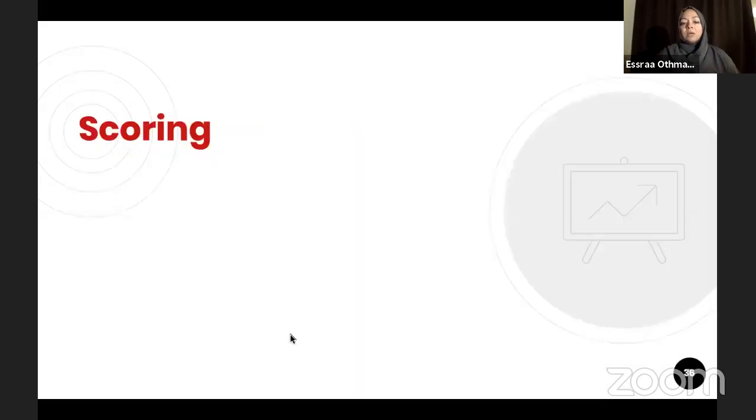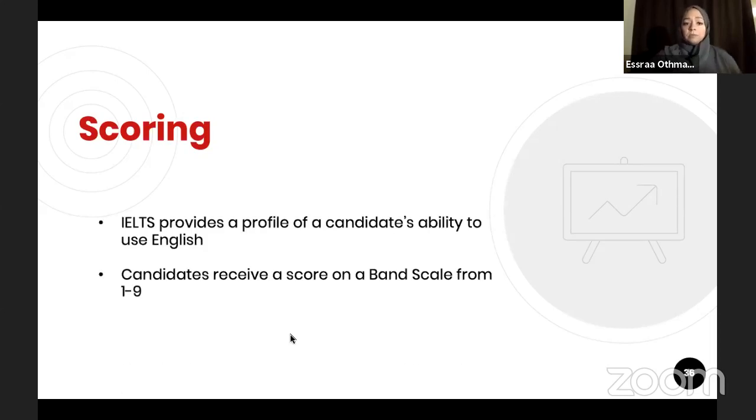Okay, so now we're done with the 4 skills that are assessed in the IELTS exam. Now the time comes for the scoring. How is the exam scored? Now the exam is scored from 1 to 9. You can have a band 1 up to band 9 in each skill, and at the end, you're going to have an average or an overall score of the 4 skills.